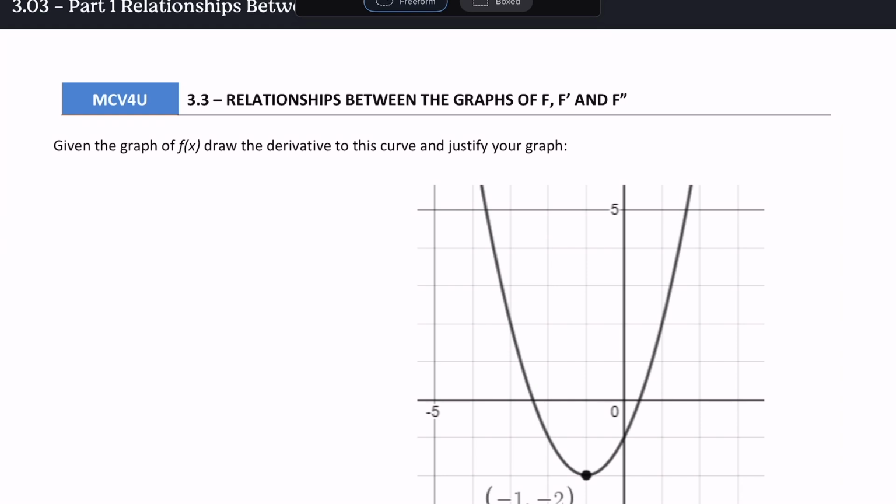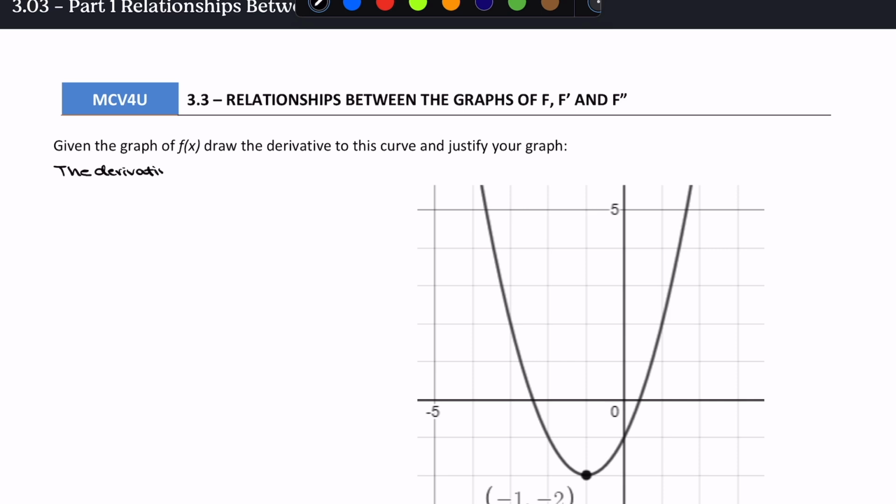Today we'll be talking about relationships between the graphs of f, f prime, and f double prime. Here we're given the graph of f of x, and it says to draw the derivative to this curve and justify the graph.